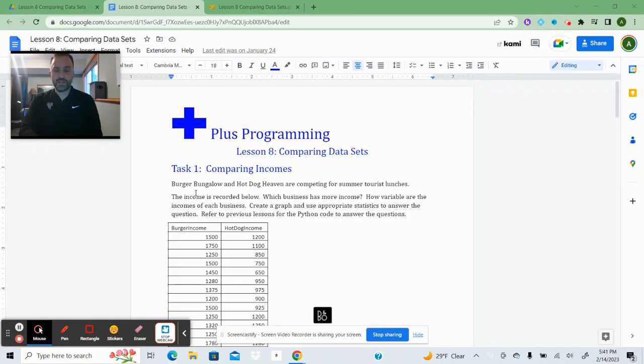So we're going to look at two businesses, Burger Bungalow and Hot Dog Heaven, and we're going to compare their income and then just see some graphs, some variability in the data.